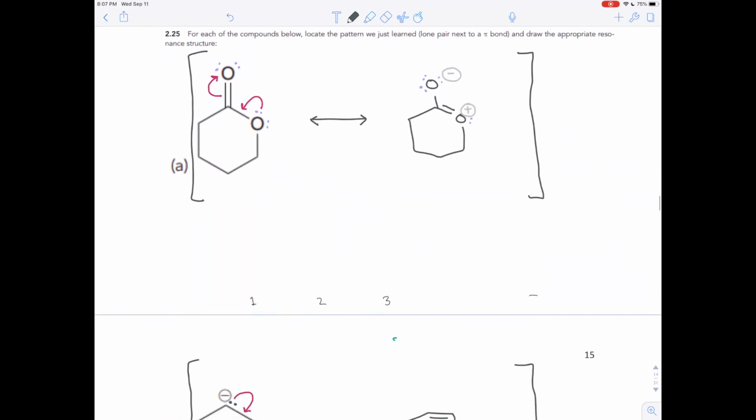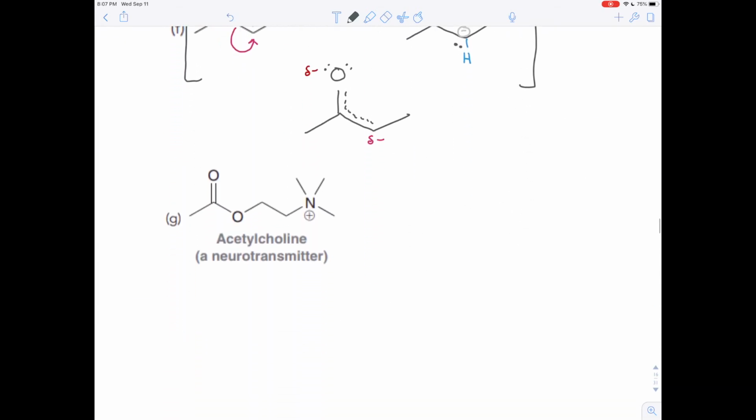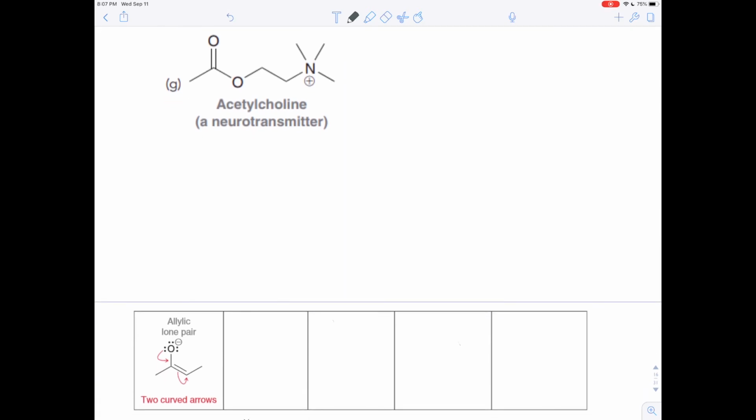So in this video we're going to continue question 225, which is asking you to look at this resonance pattern of having an allylic lone pair and drawing an appropriate resonance structure for it. So we've worked up to G, and with G we see our first biological molecule with resonance. Or we should check, does it have resonance?